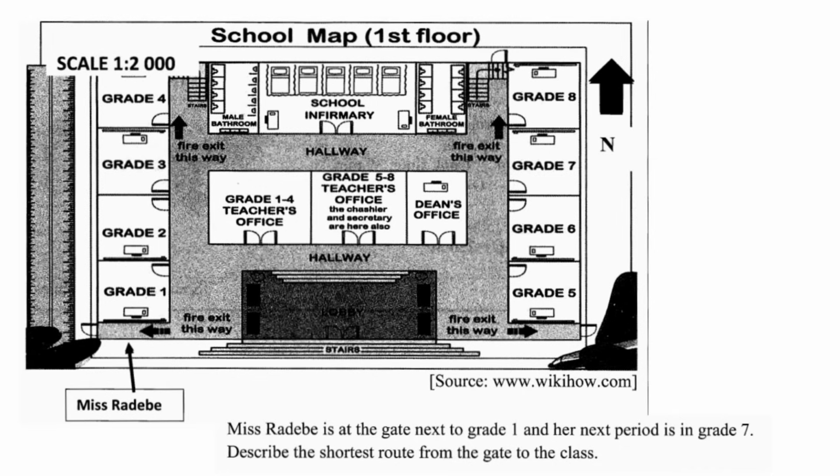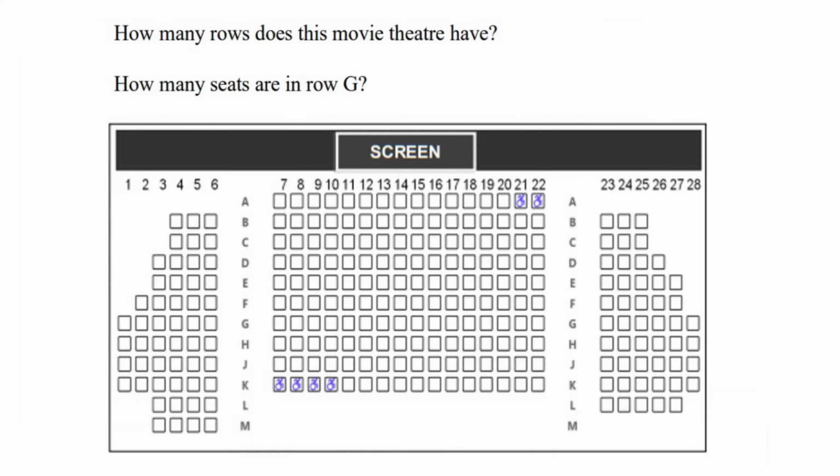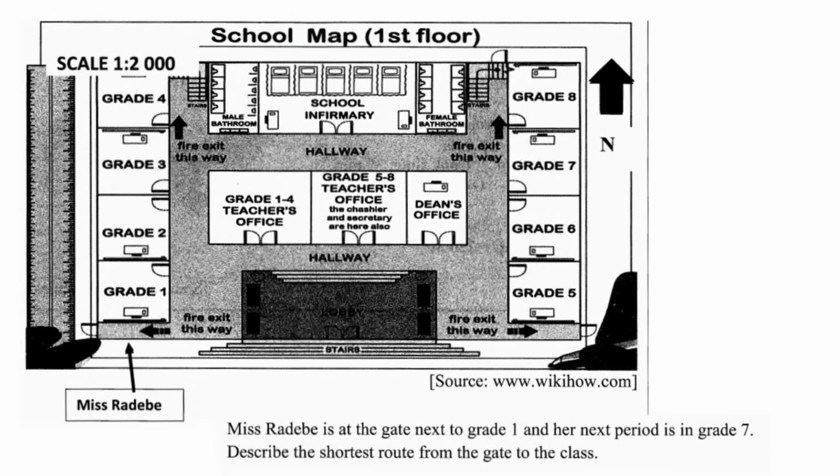Okay, so this one is a multiple part question. There's 2 parts there. So it says, Mrs. Radebe is at the gate next to grade 1. Okay, so we go and find grade 1, and then there's a gate. And it says here's where Mrs. Radebe is. So Mrs. Radebe is standing over here. And her next period is in grade 7. So she's a teacher that needs to make her way to grade 7.